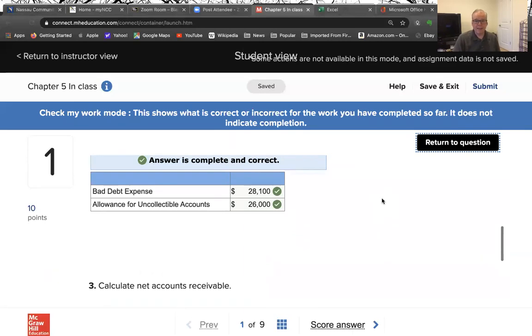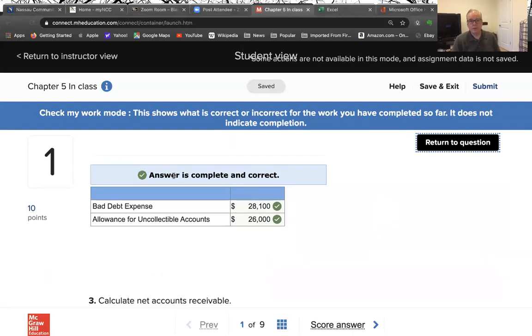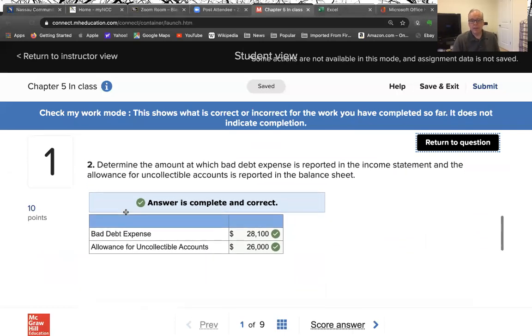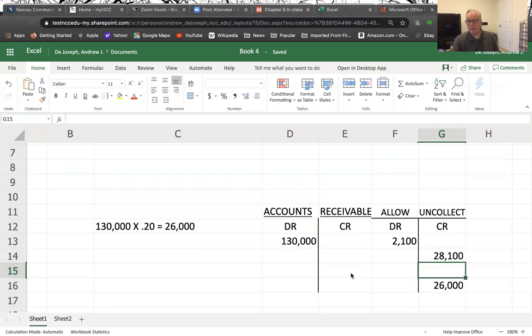Okay. Now, again, don't get confused when you see something like this, because this is them just asking you questions and you having to put a number in a box, right? But to understand what you're doing, you need to go back and look at the actual accounts, right? This is the number that goes on the balance sheet, this $26,000. And this 28,100 is what goes on the income statement.